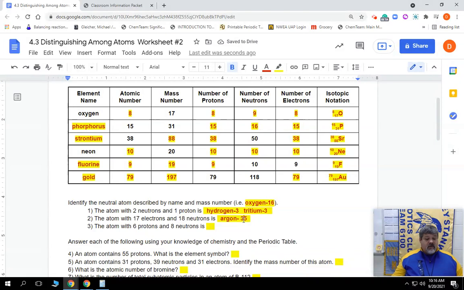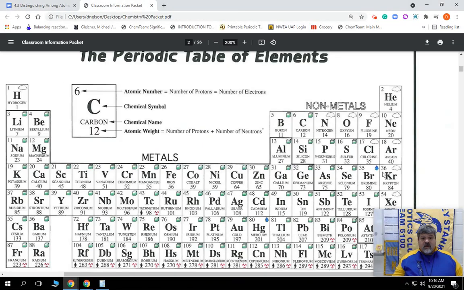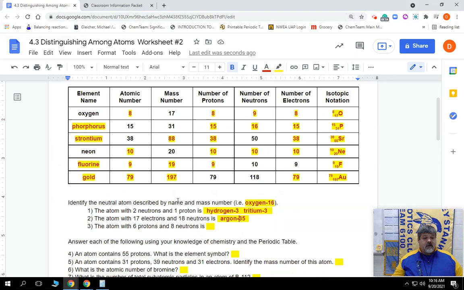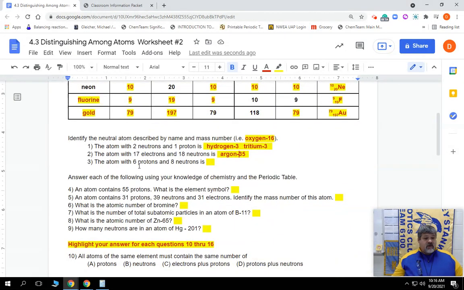Now, one thing you might want to look at is when I look at argon 35. Let's go ahead and look at argon. Argon is 40. Now, that's a lot less than a normal one, which would be 40, but if we have fewer neutrons, which is fine, it's just going to weigh less. That's all there is. So let's go ahead and go to the next one.